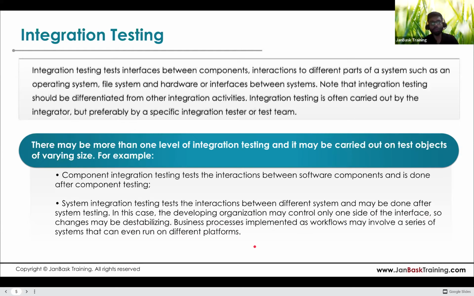Remember one thing, there are two types of integration testing. One is component integration testing and one is system integration testing. Component integration testing is basically what we talked about. There are different components, and we are integrating the components together and testing them. What is system integration testing?